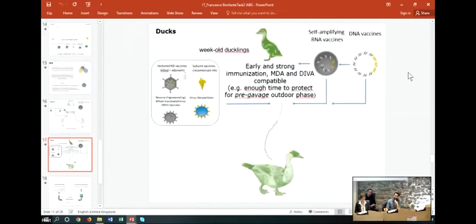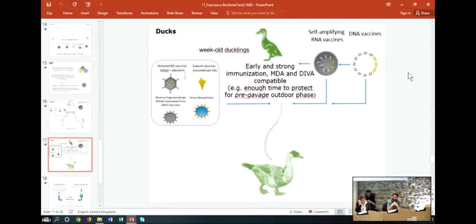And then moving on with the ducks, since we are in France, this is at the core of the epidemics in some countries, as was mentioned before. And in this case, the new tools, the new technologies could be very promising.